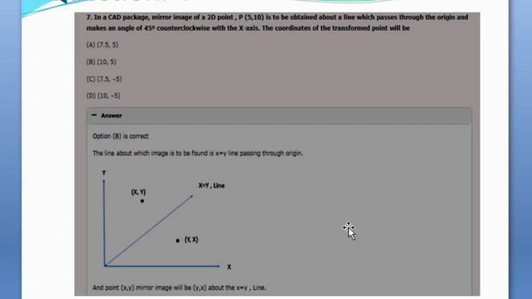Therefore, the mirror view can be taken. Here P equals (5, 10). Therefore, the mirror view means the answer is B, mirror view (10, 5). Can you understand? For a 45 degree line in the counterclockwise direction, the mirror view will be taken. Therefore, x becomes y and y becomes x. Therefore, (10, 5) is the answer.